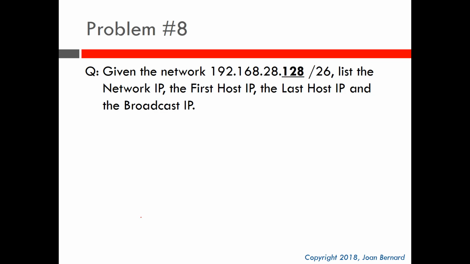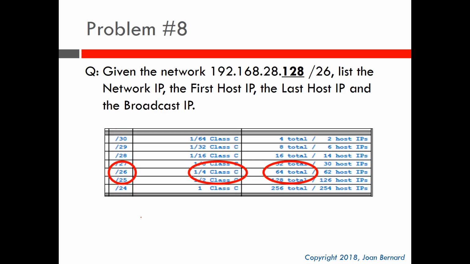All right, problem 8. Given the network 192.168.28.128/26, list the network IP, the first host IP, the last host IP, and the broadcast IP. So once again, /26, 64 total IPs, that can be represented as a fourth or a quarter of a Class C.